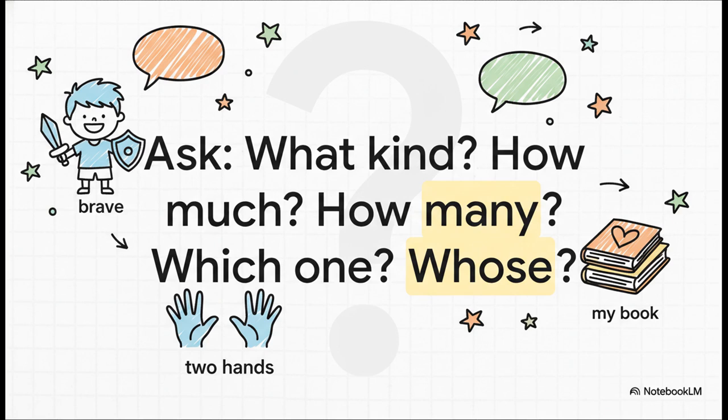So how do you find an adjective in a sentence? It's actually quite easy. All you have to do is ask these simple questions about the noun. Let's try it out. If we have the phrase, a brave boy, and we ask, what kind of boy? The answer is brave. What about two hands? How many hands? Two. Or my book. Whose book is it? It's my book. You see? Brave, two, and my are all adjectives.